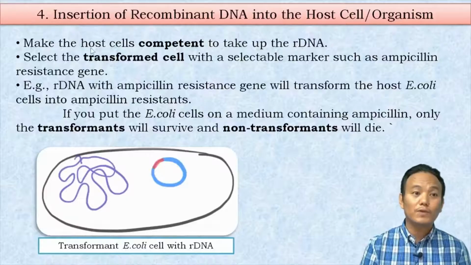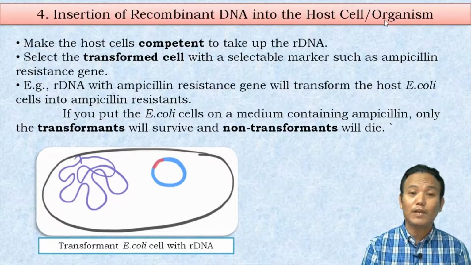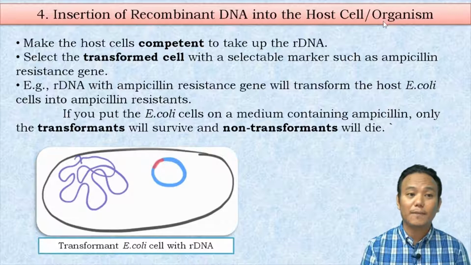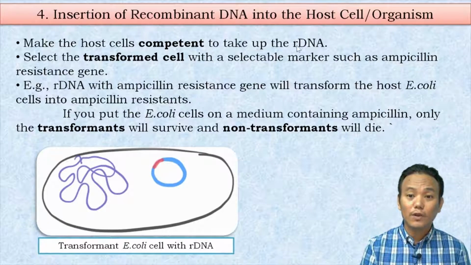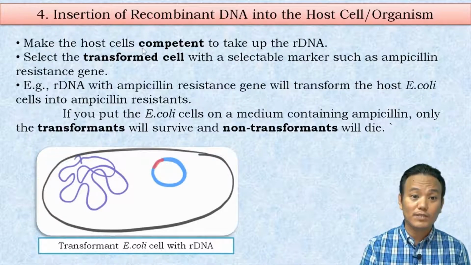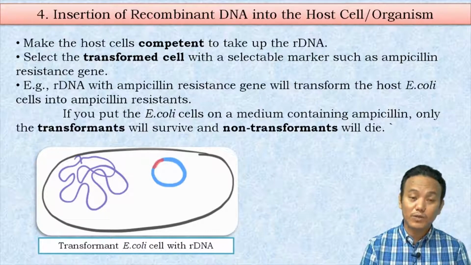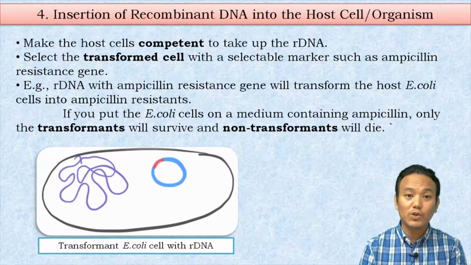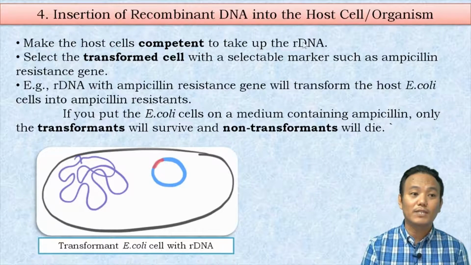The fourth process is insertion of recombinant DNA into the host cell or host organism. So we can use host organisms such as E. coli bacteria. Right? Now we have already studied that in order for the host organism to readily take up the recombinant DNA, we have to make the host cells competent first. You all recall that, right? We have to treat the host cells with divalent cation, then we put it on ice and then give it a heat shock and then back on ice so that the host cell can take up the recombinant DNA.